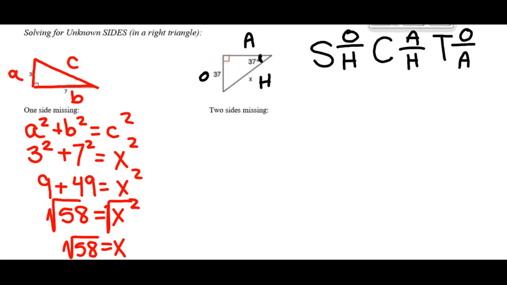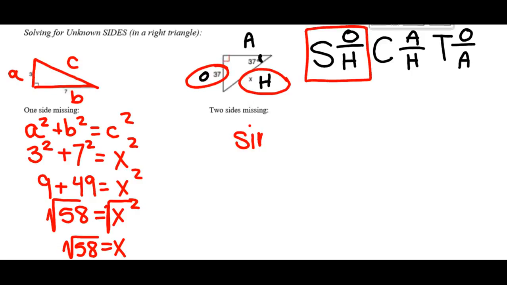At this point, we now have enough information to set up our trig function. For example, I notice that I have my opposite side and I have my hypotenuse. So I'm going to use the trig function sine. So I will write sine of the angle measure, 37 degrees, is equal to opposite over hypotenuse, or 37 over my unknown x. Now I just need to solve for x.